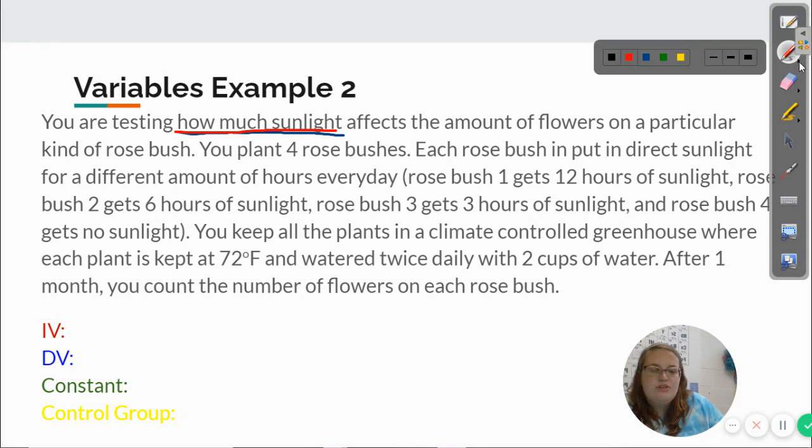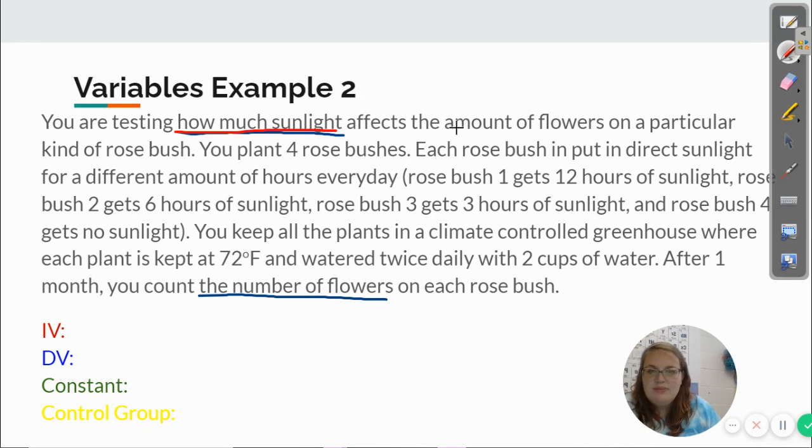So what's happening as a result of the amount of sunlight? We are looking at the number of flowers that occur on each rose bush. So the number of flowers, the amount of flowers that grow.